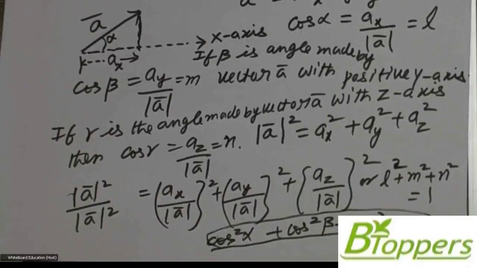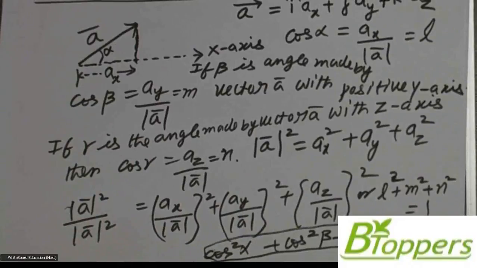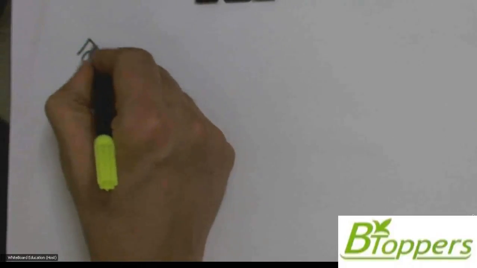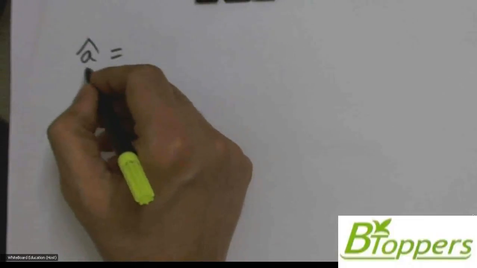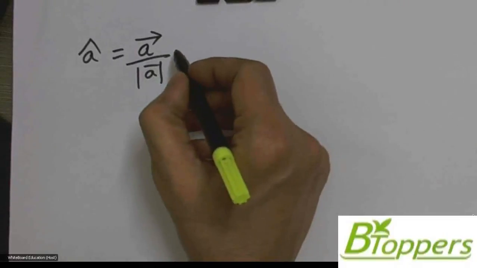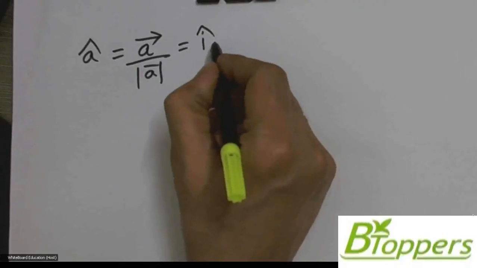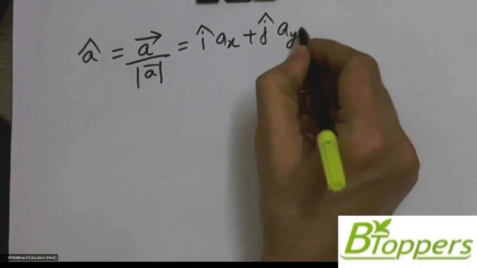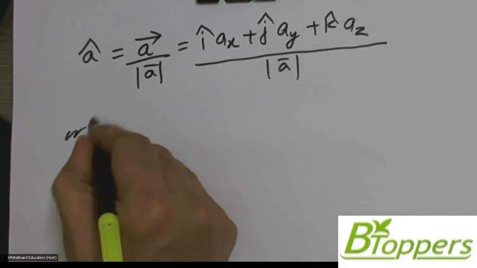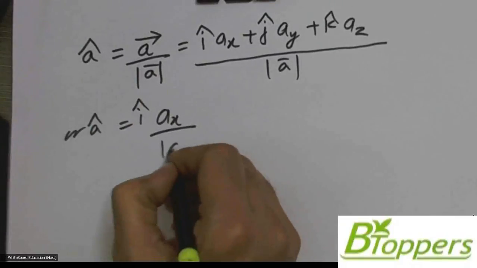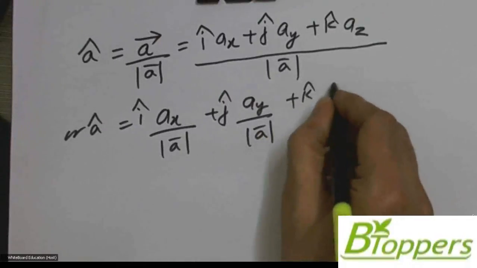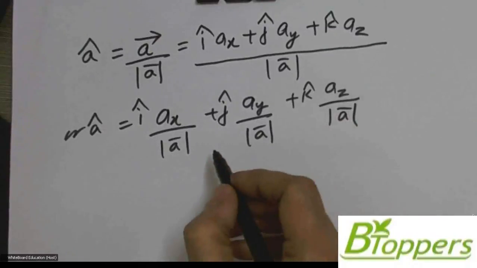You can express the unit vector in the direction of vector A bar in terms of the three directional cosines of the vector A bar. So if A bar is a vector, then the unit vector in the direction of vector A bar is denoted by this symbol. We read it as A cap given by A bar by magnitude of vector A bar. A bar can be written as I cap into AX plus J cap into AY plus K cap into AZ. So you can write A cap equal to I cap into AX by mod of A bar plus J cap into AY by mod of A bar plus K cap into AZ by magnitude of vector A bar.